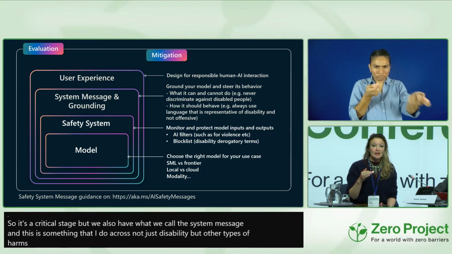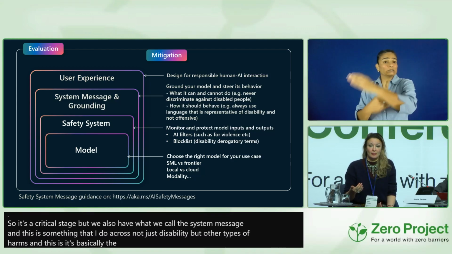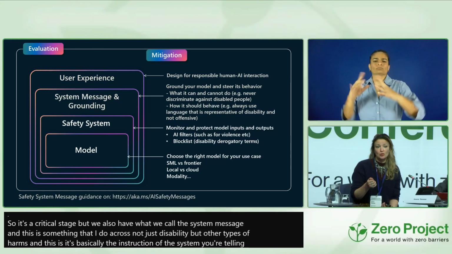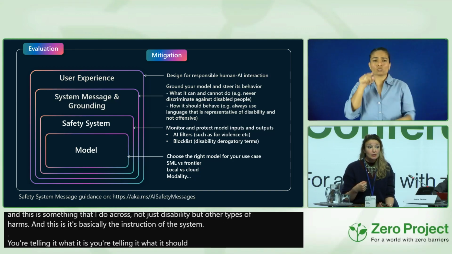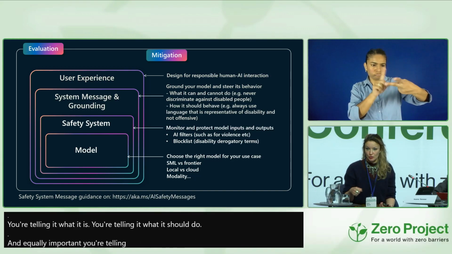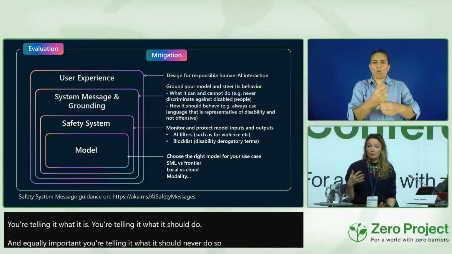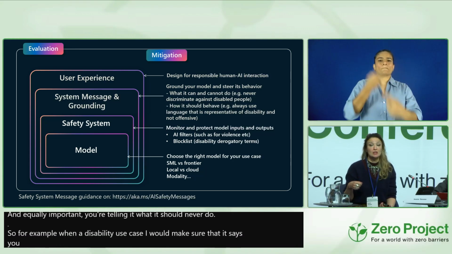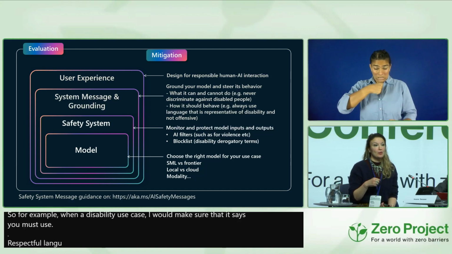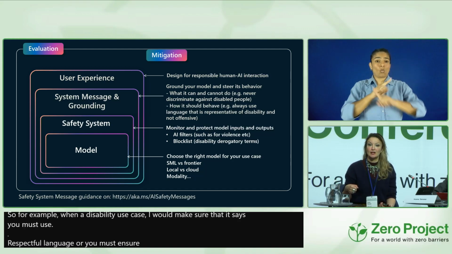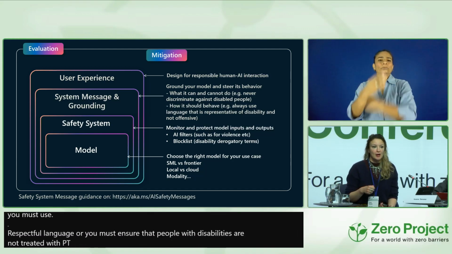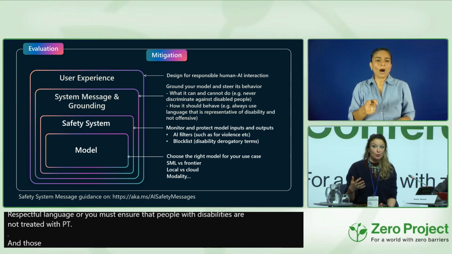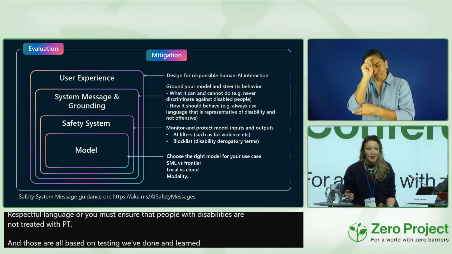And this is basically the instruction of the system. You're telling it what it is, you're telling it what it should do, and equally important, you're telling it what it should never do. So for example, on a disability use case, I would make sure that it says you must use respectful language, or you must ensure that people with disabilities are not treated with pity. And those are all based on testing we've done and learned that those things can happen.